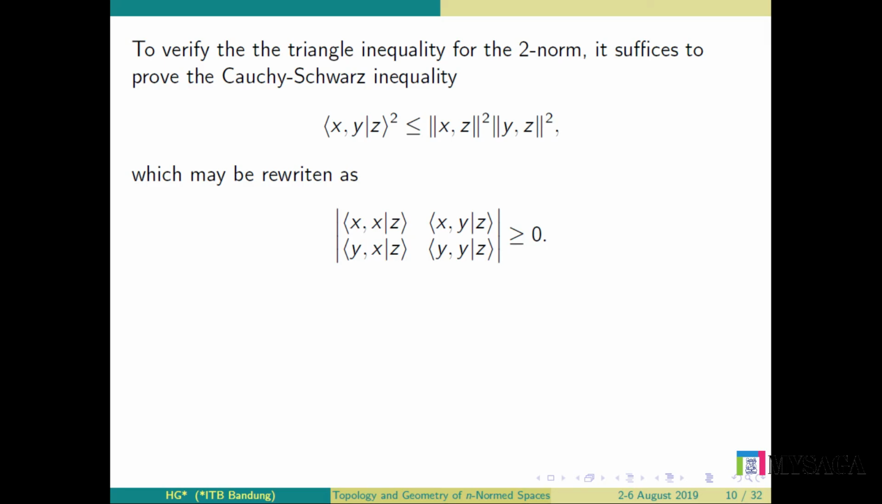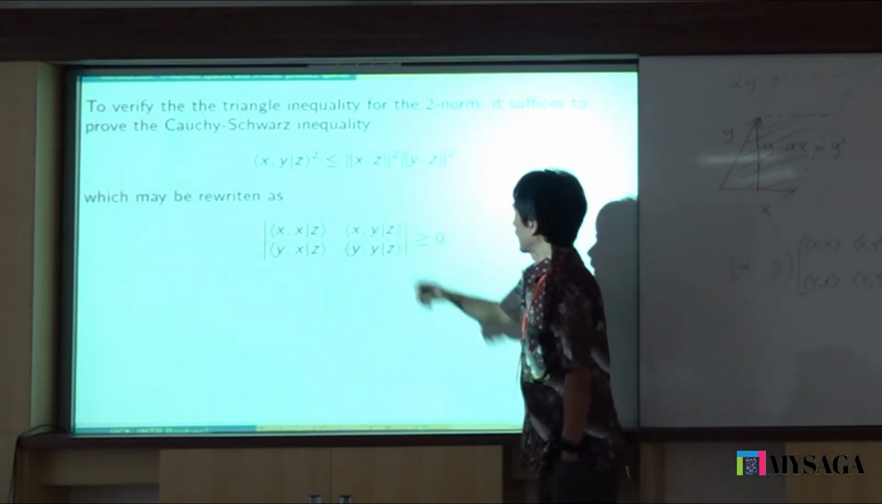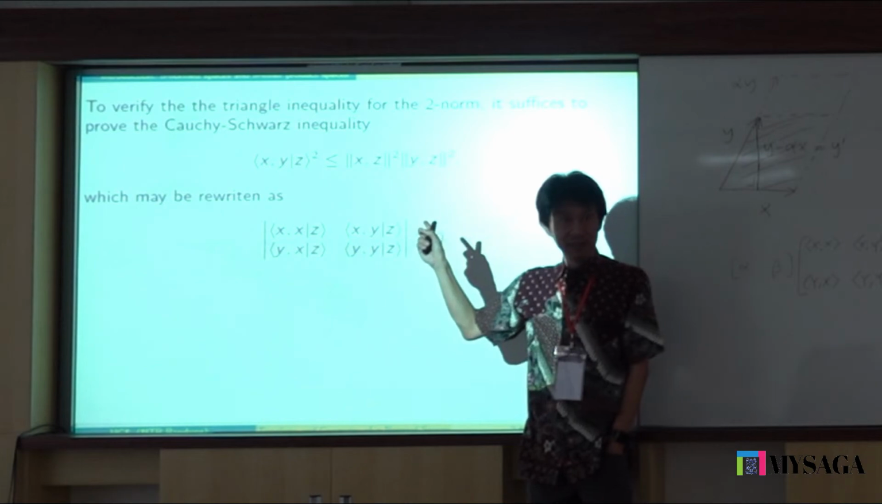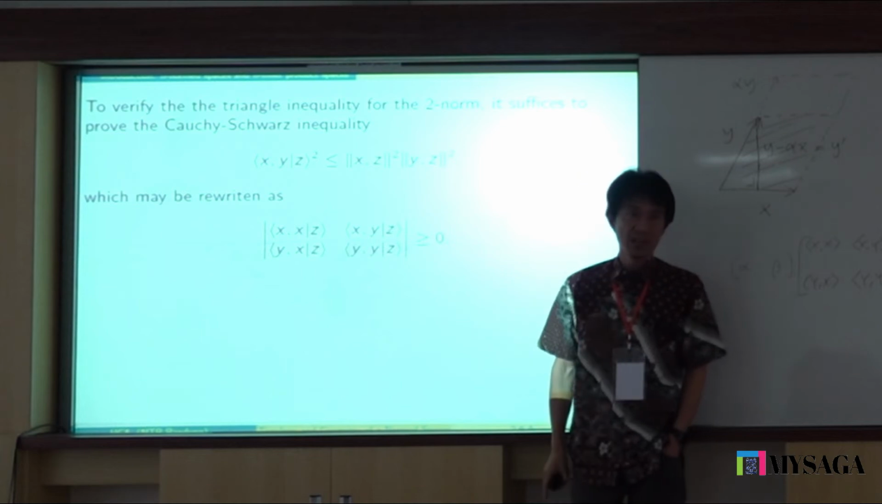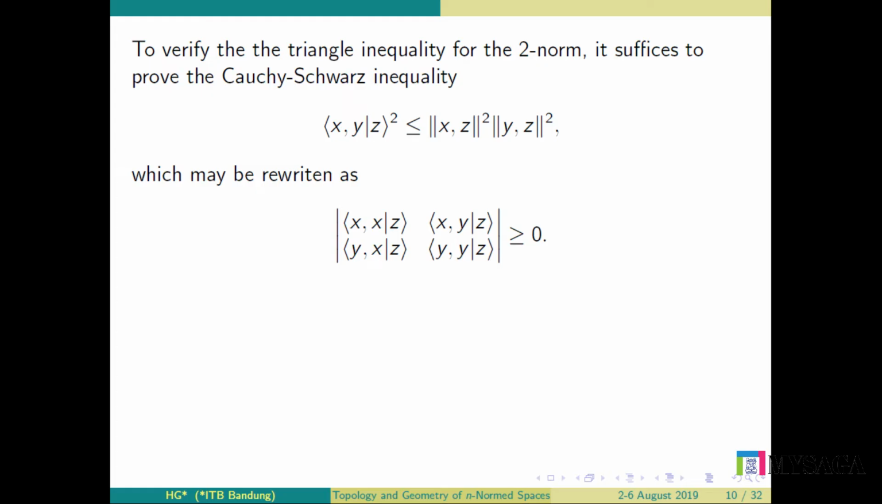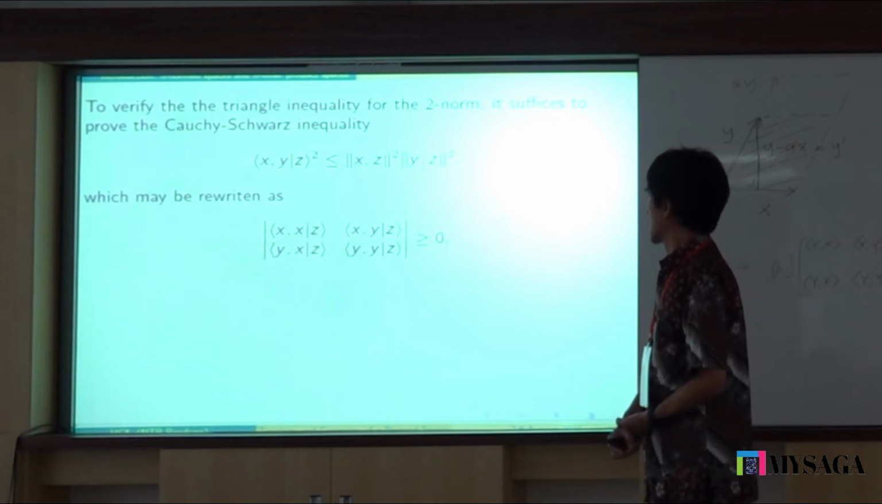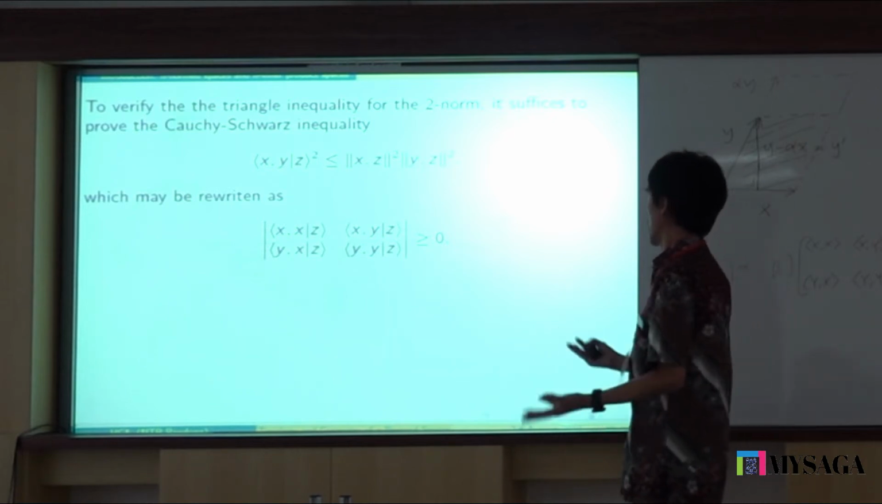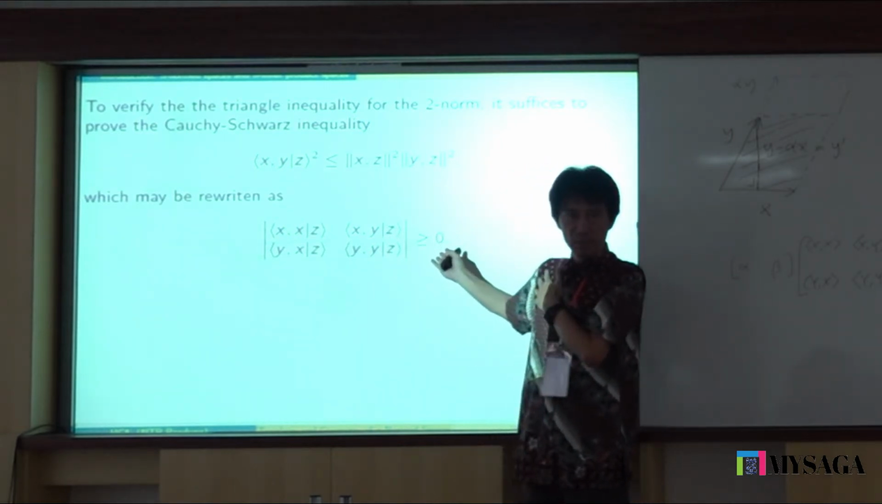Now, to prove the triangle inequality for the two norm, it suffices to prove the Cauchy-Schwarz inequality for the two inner product, which looks like that. And again, this inequality may be rewritten as a determinantal inequality. This time each entry is a two inner product of three vectors: x and z, x, y, and z, y, x, and z, y, and z. So this is what we have to prove.